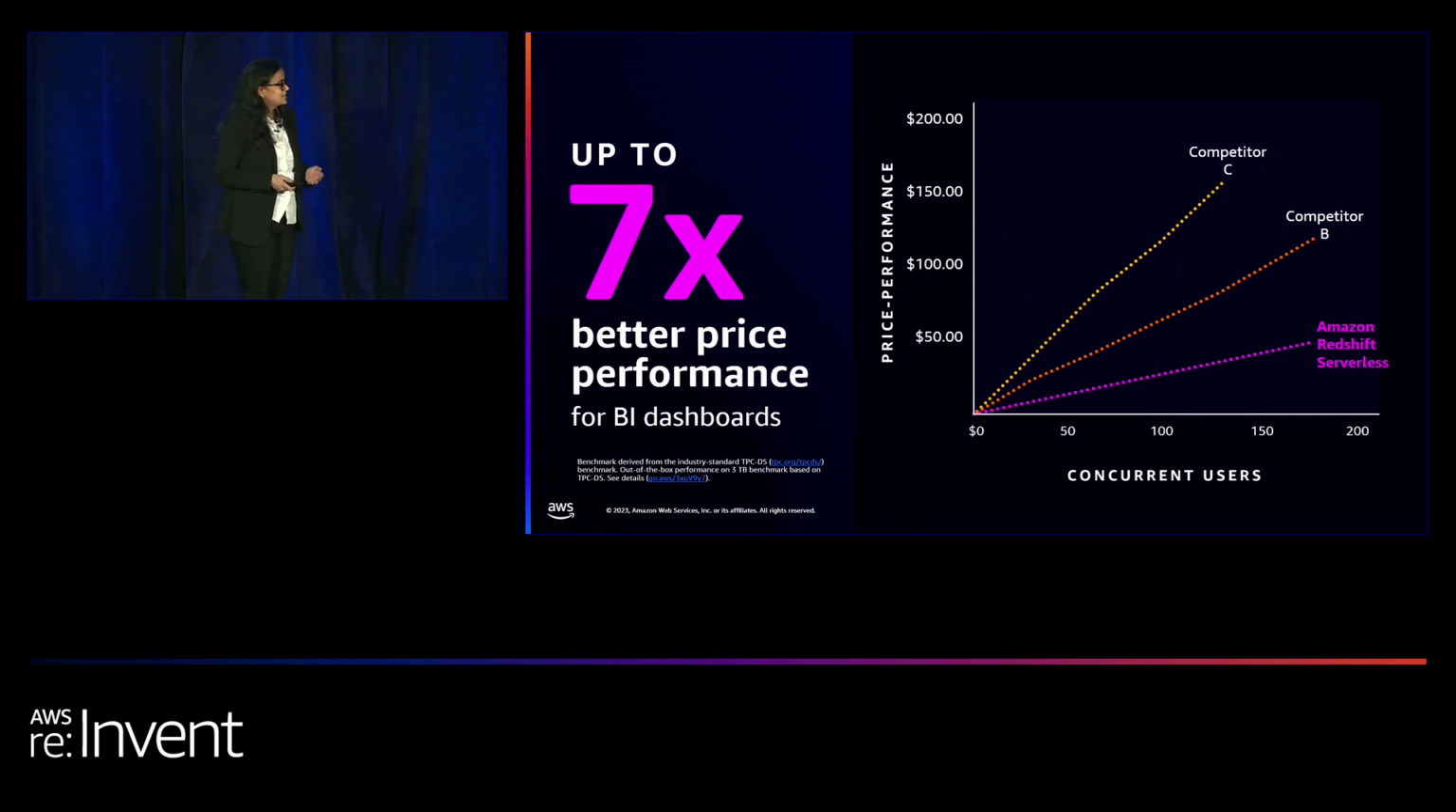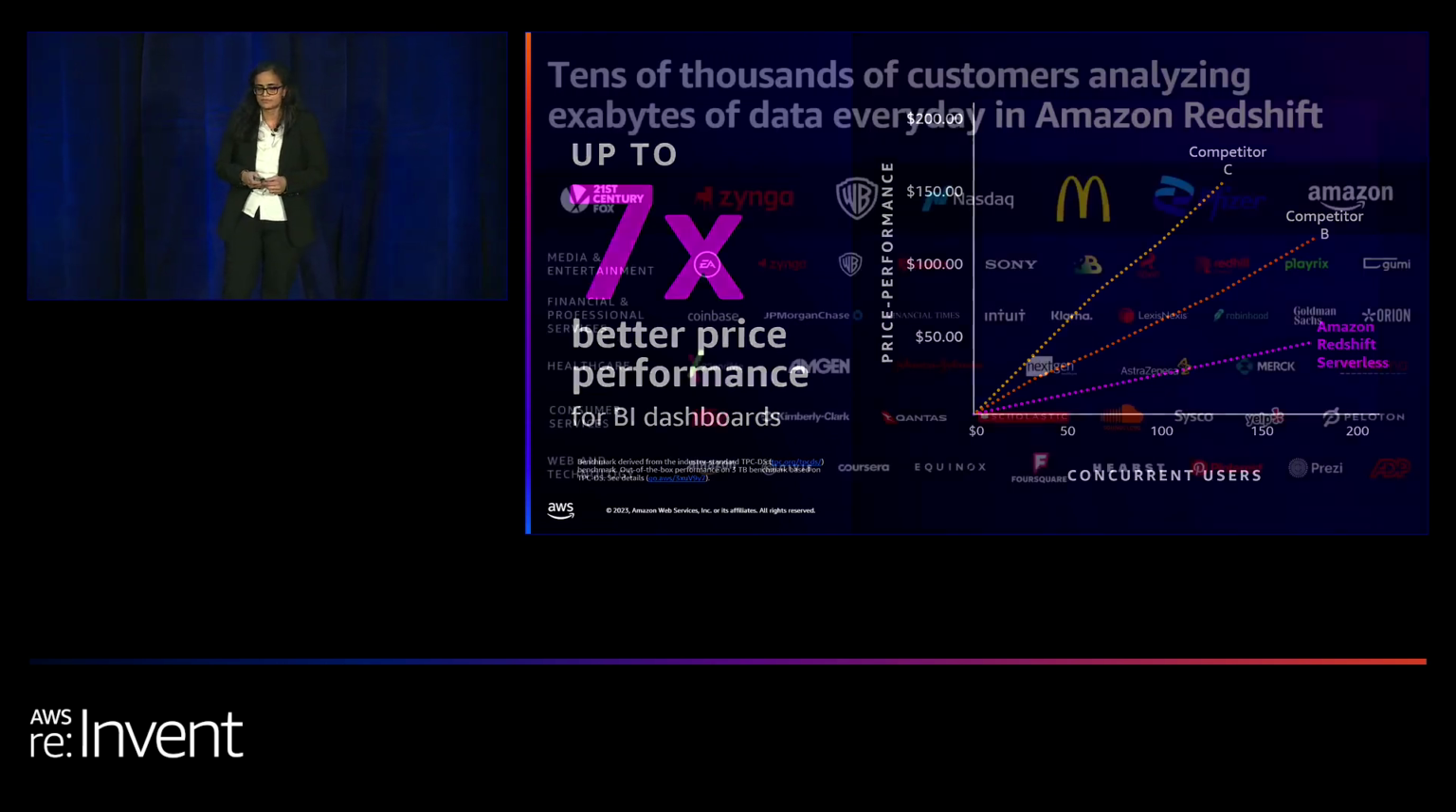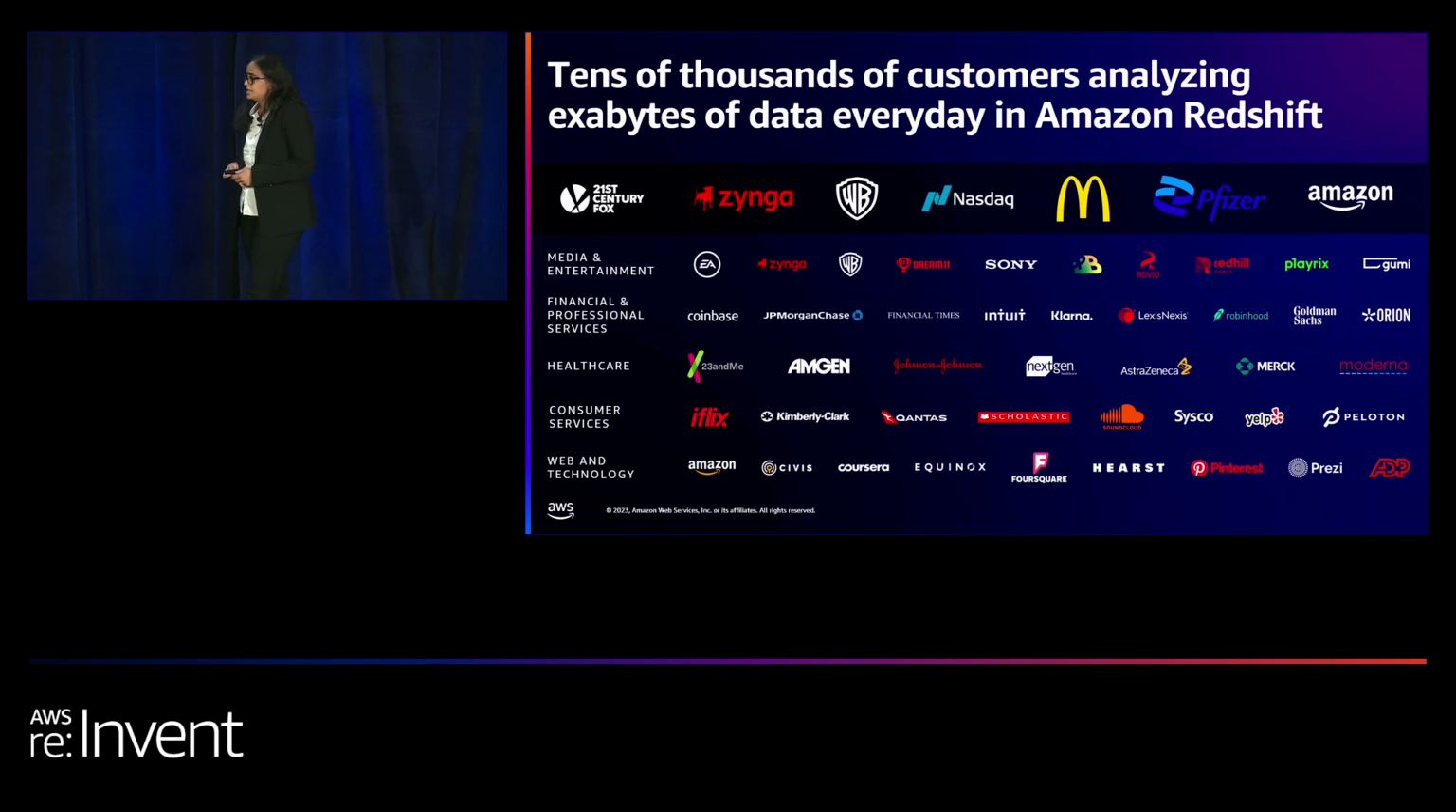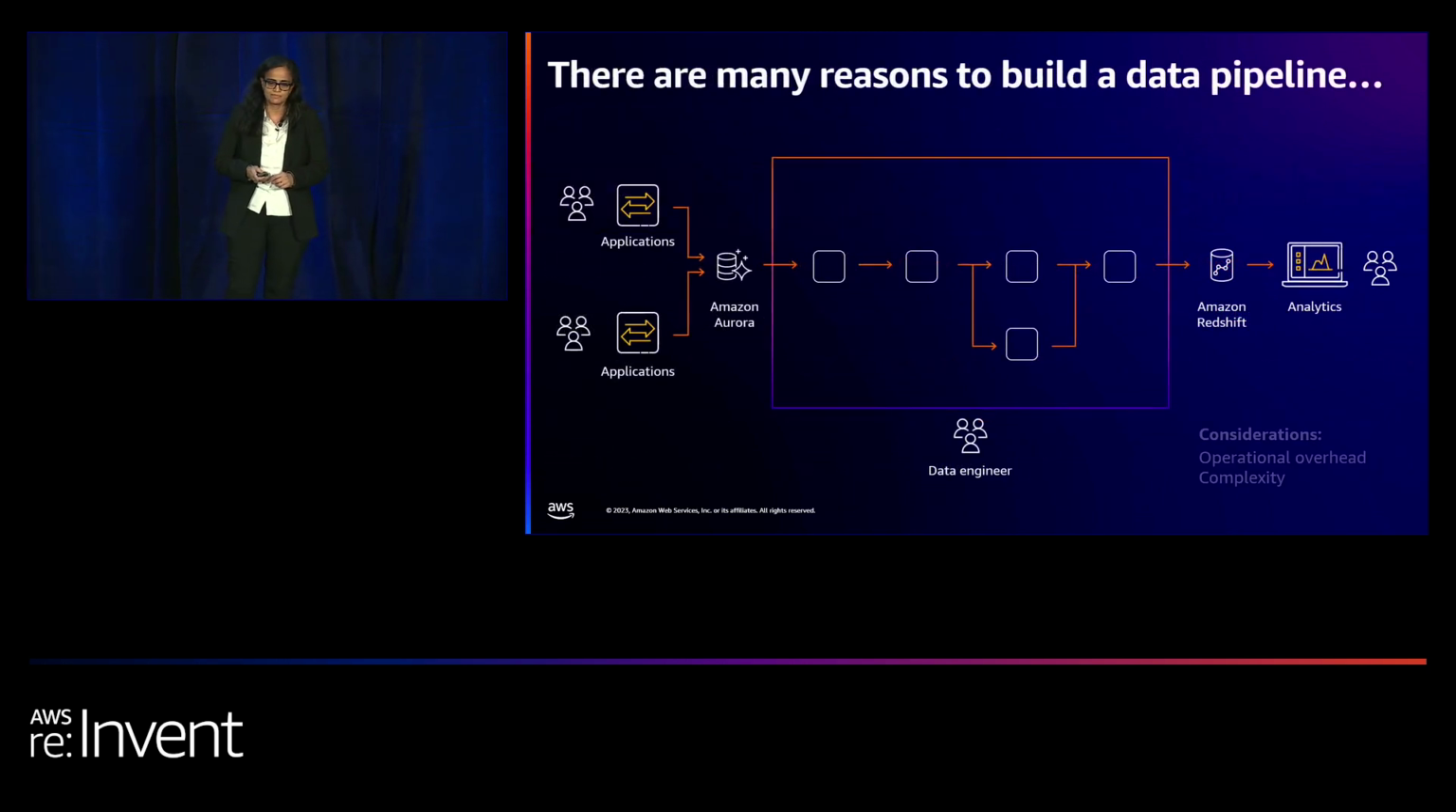And Redshift scales with the number of users and the data. This is an example of a dashboarding application where you have high concurrency, so a large number of queries, but each query is very small, so it's a low latency query. In these kinds of operational analytics dashboarding applications, Redshift offers up to 7x better price performance compared to the alternative systems. Redshift is used across different industries: healthcare, financial services, telecom, all sorts of industries and customers.